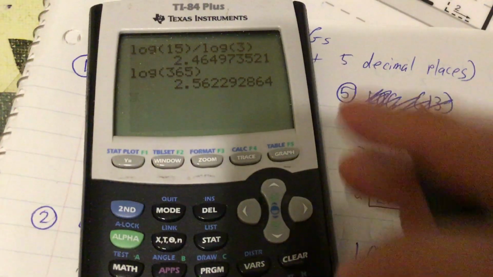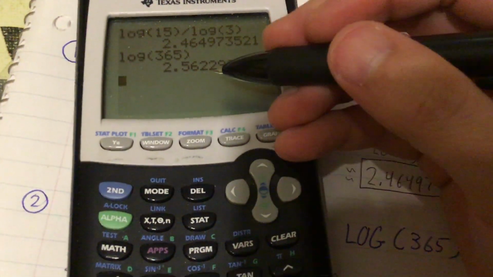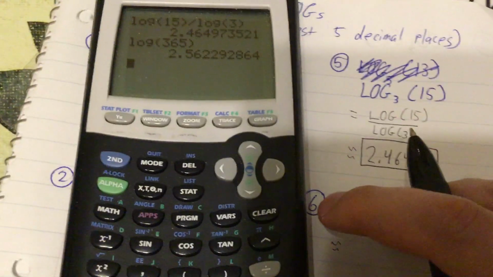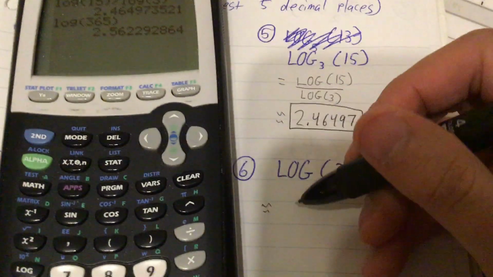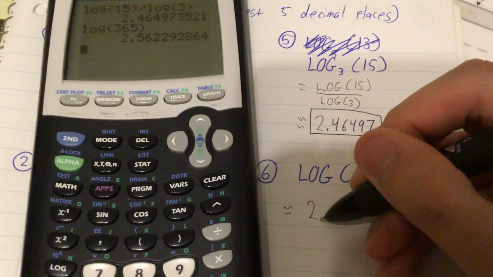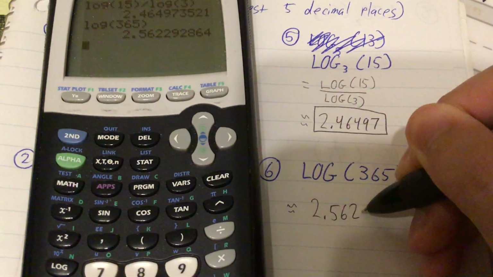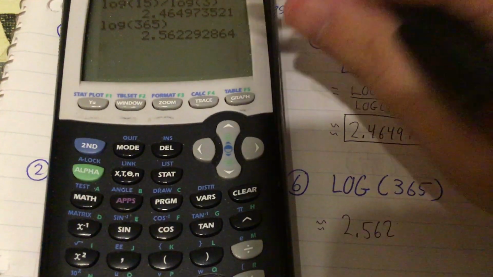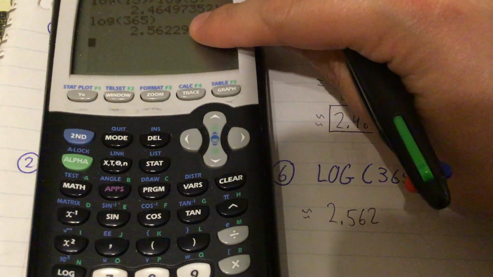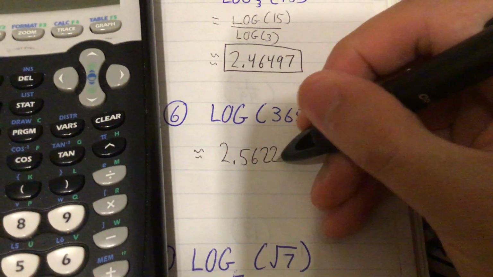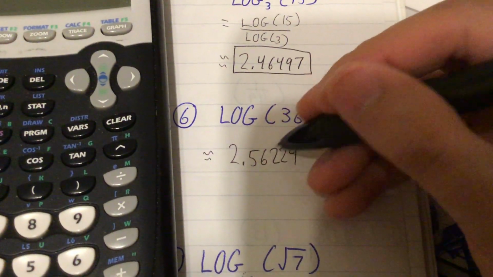And it makes sense because 10 squared is 100, 10 to the third would be 1,000. So it makes sense that 10 to the, somewhere between 2 and 3 would be around 365. So that's approximately 2.562. And remember, we've got 2 decimal places left. 292. So I'm going to round it down to 229. So 2.56229.